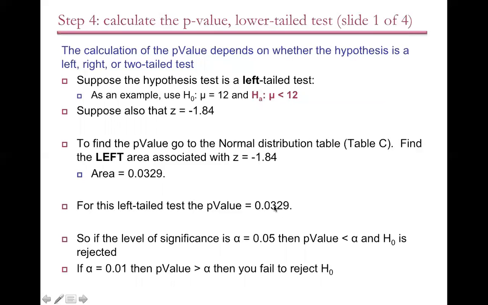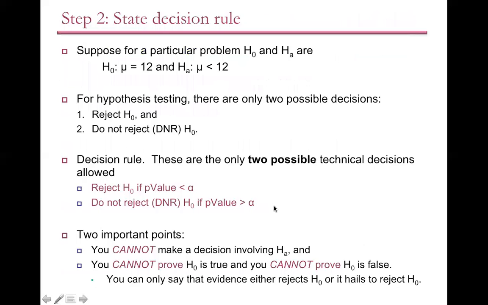And if you go back to the slide a couple of slides earlier, step 2, the rule is reject H naught if the p-value is less than alpha.